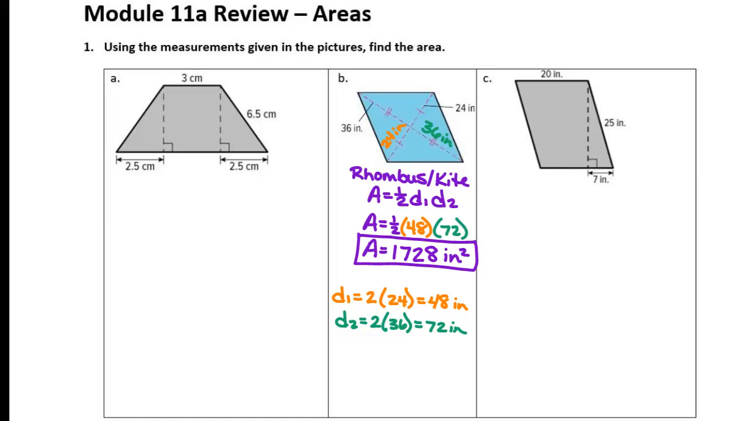What else would you guys like to see? Yes. 2C? Oh, 6, yes. Number 6.